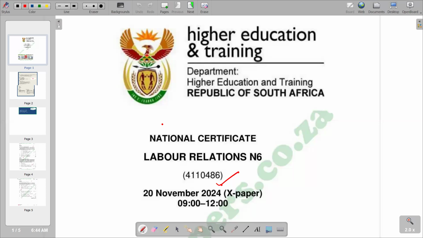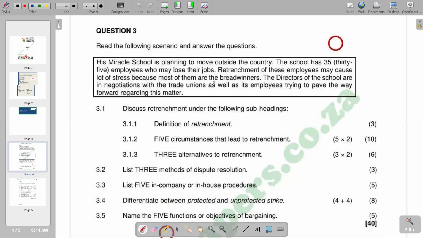We are going to look at a question from the question paper of November 2024, and we are going to look at question 3 on that question paper. Question 3 reads, "Read the following scenario and answer the questions." So you're given a scenario that you just need to go through before you attempt to answer the question.